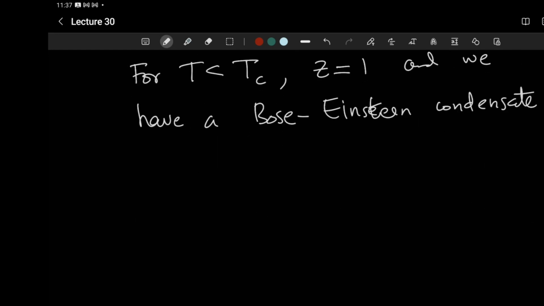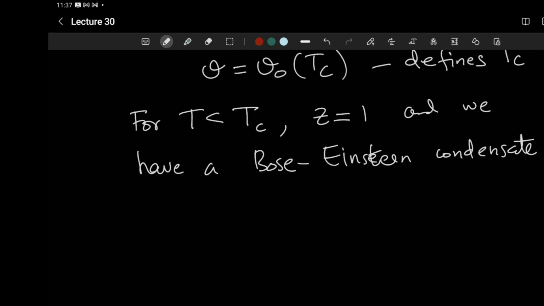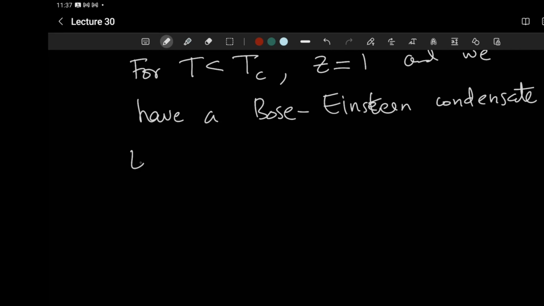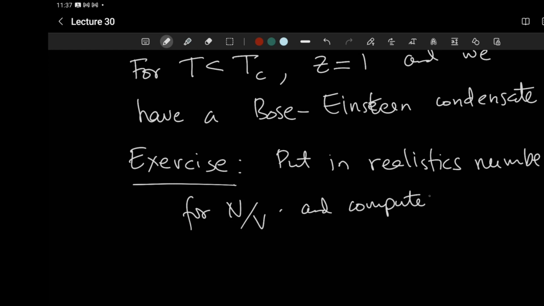Okay, and then we have to think in terms of two phases, two component systems rather than one component system. And so this is what happens. So a standard exercise would be to put in realistic numbers for N and V in some sense, and compute Tc for some gas. Okay, you can do that.